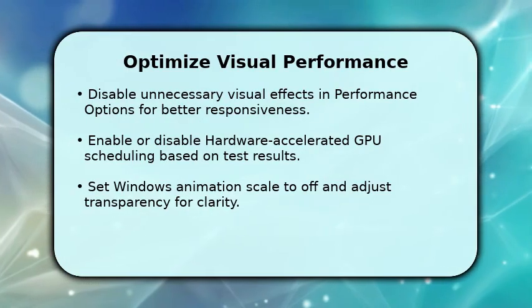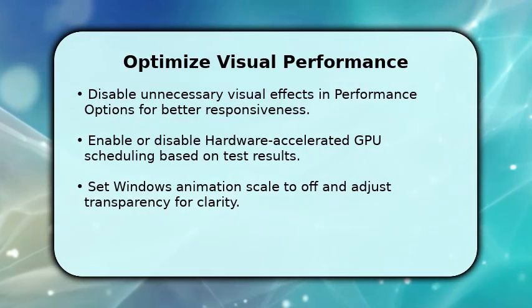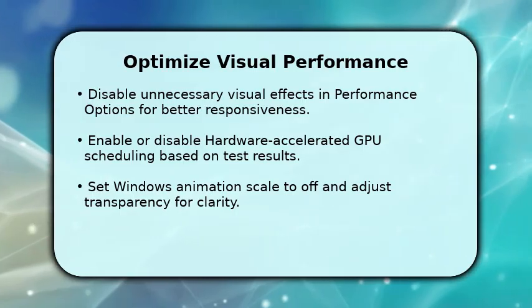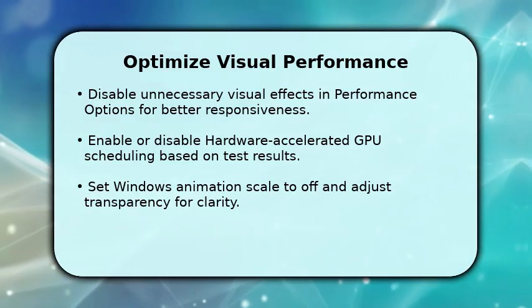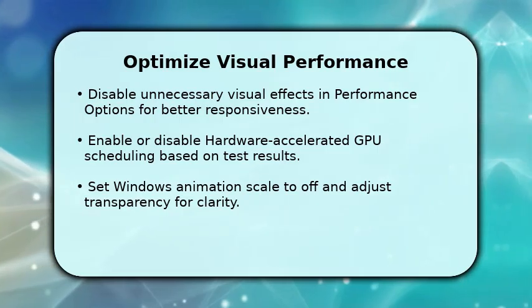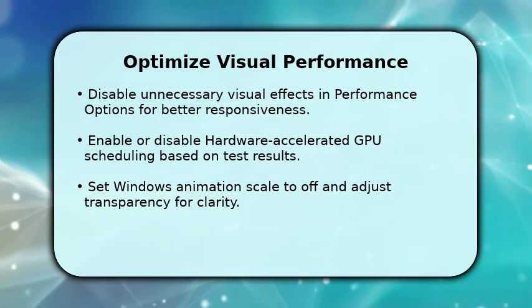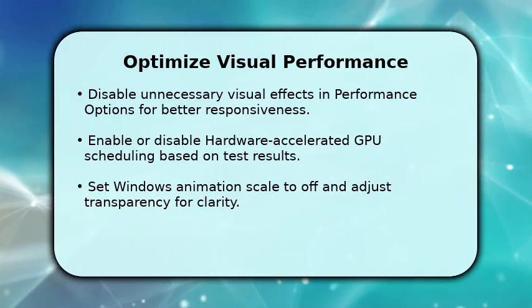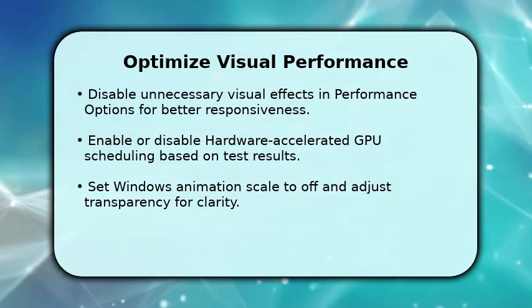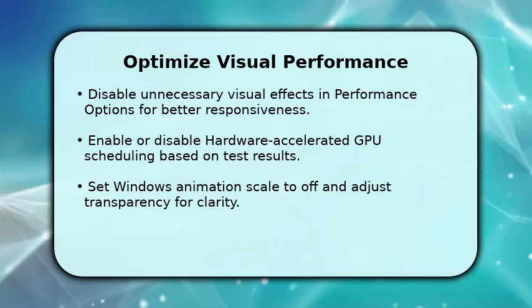Next, change Windows visual settings to prioritize responsiveness. Open System Performance options and choose Adjust for best performance, then re-enable only smooth edges of screen fonts and taskbar animations if needed. In Settings, toggle hardware-accelerated GPU scheduling and measure the difference.